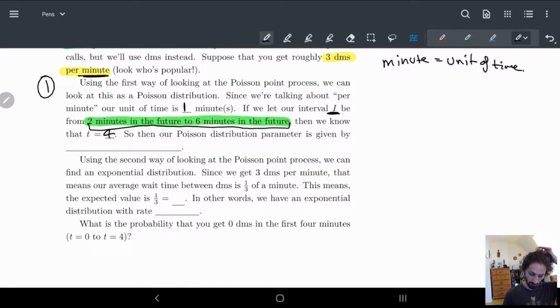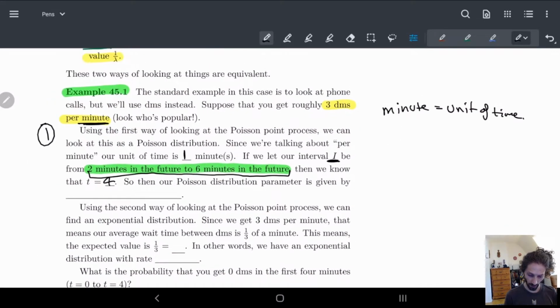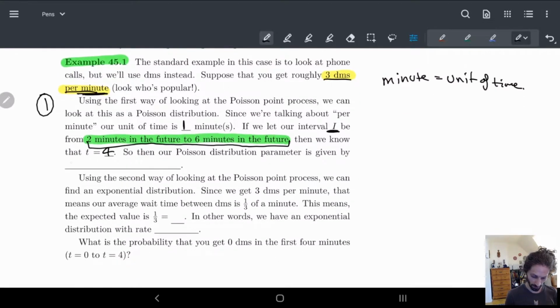Then our Poisson distribution has a parameter. If we recall from before, we look at lambda t. So what's our lambda? Well, I've already given the lambda. We get 3 DMs per minute, so 3 per minute is the lambda. So lambda t is 4 times 3, which is equal to 12. So that's it. It's a Poisson distribution with 12.